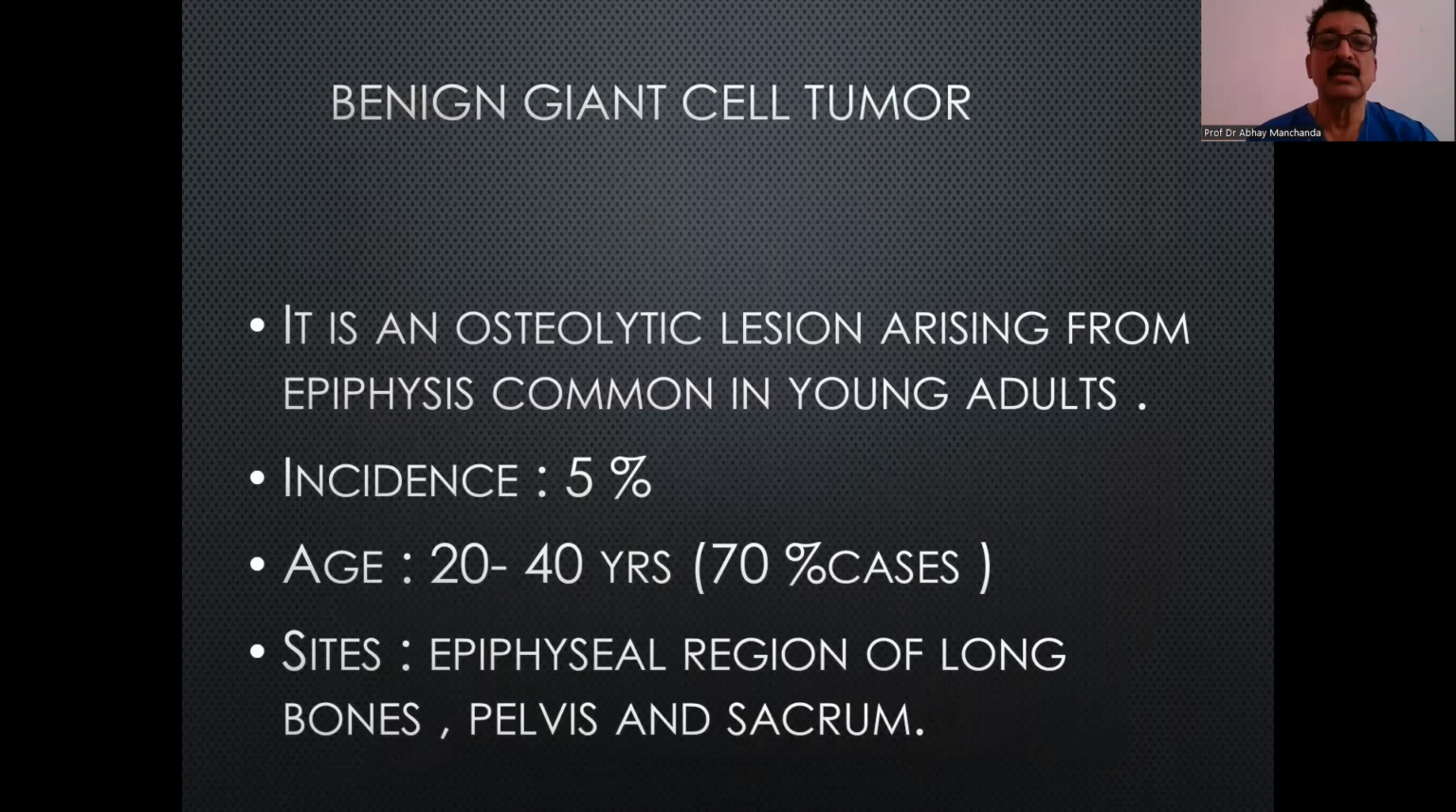The most important benign tumor in bones is a benign giant cell tumor. It is an osteolytic lesion arising from the epiphysis, common in young adults. Incidence is 5%. The usual age is between 20 to 40, whereas 70% of cases are seen in this age group. And the usual site is epiphyseal region of long bones, pelvis, and sacrum.